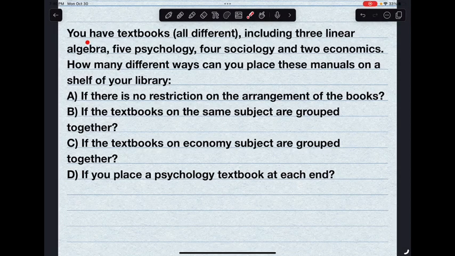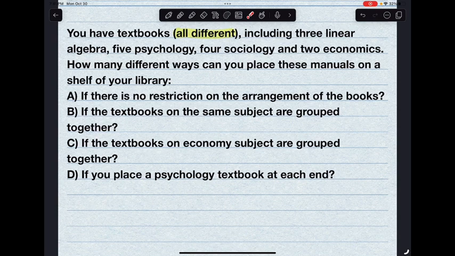In this counting principle question, it is about arranging some books in a bookshelf. This question says you have textbooks. Here it is important that all books are different. Let me highlight this part: all different, including 3 linear algebra books, 5 psychology, 4 sociology, and 2 economics. Yes, we have 3 linear algebra books, but these 3 books are different books. They're not exactly the same books.